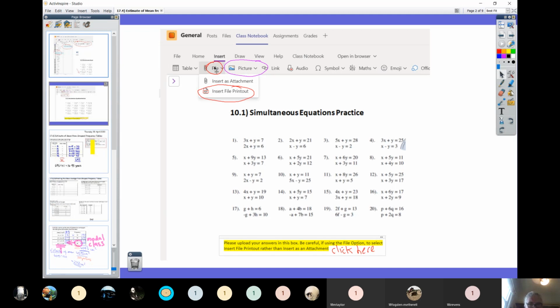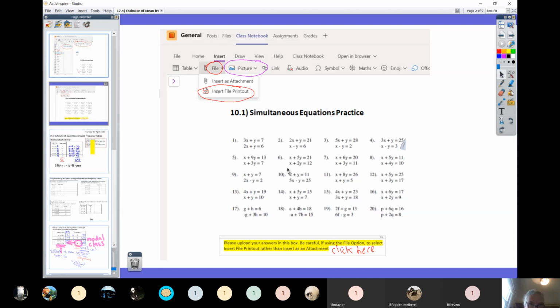Okay. Now, if you've gone and taken a picture of your work, so you've got it in JPEG or PNG format, you just click on picture, then follow the prompts to where you filed the pictures. And then each picture will need its own rectangle. You just upload them one at a time.